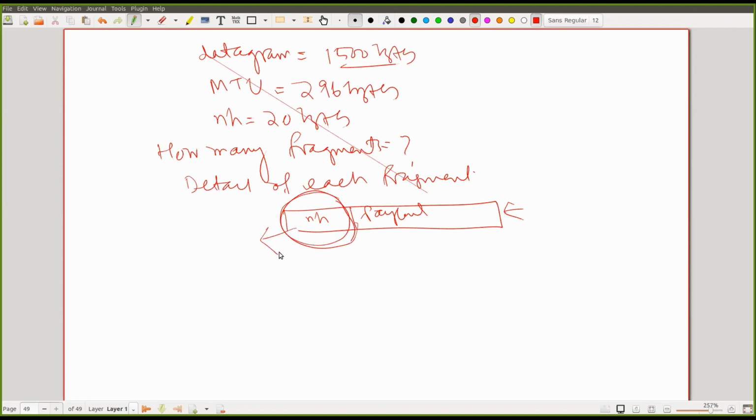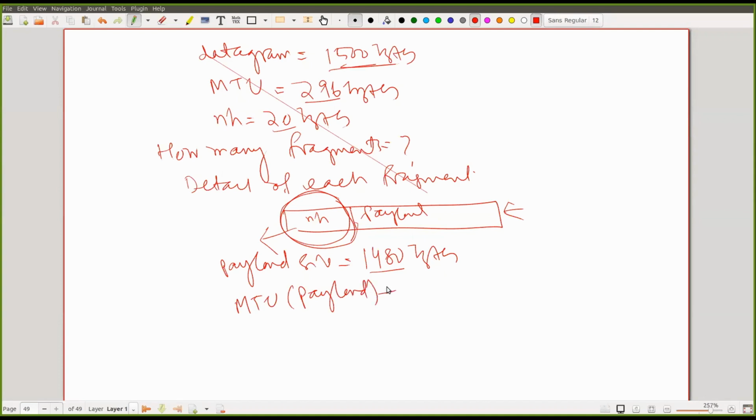My datagram size is 1500 bytes. So what will the payload size be now? The header is 20 bytes, so my payload size becomes 1480 bytes. Similarly, my MTU is 296 bytes. So what is the size of the payload in the MTU?